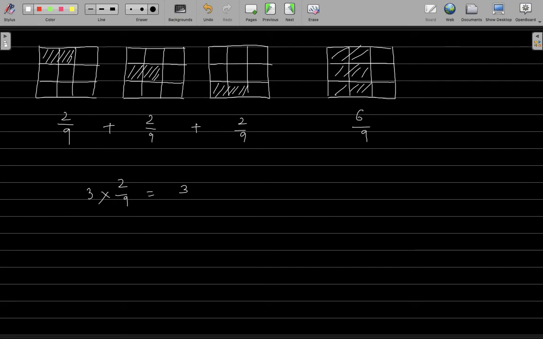Now this is nothing but 3 by 1 times 2 by 9, because any integer can be written as a fraction by writing 1 in the denominator. Now multiply the numerators and denominators, that is, you write 3 times 2 by 1 times 9, which is 6 by 9, which is the same thing. You understand? So whenever we are multiplying, multiply only the numerators and only the denominators. You can further simplify this. 3 times 2 is 6, 3 times 3 is 9. That is where you can write it as 2 by 3, which is your new fraction.